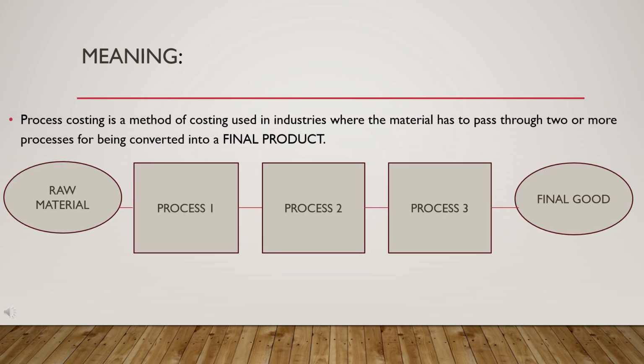Meaning, process costing is a method of costing used in industries where the material has to pass through two or more processes for being converted into a final product. That is, a process costing system is a method typically used in order to determine the total production cost for each unit of the product.